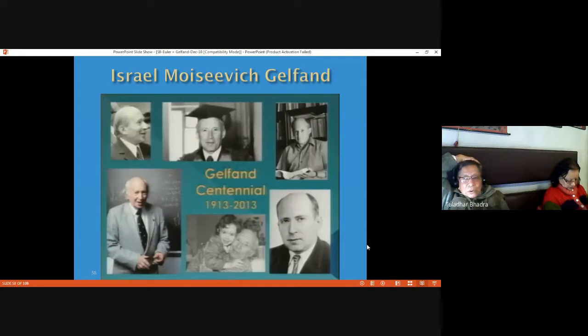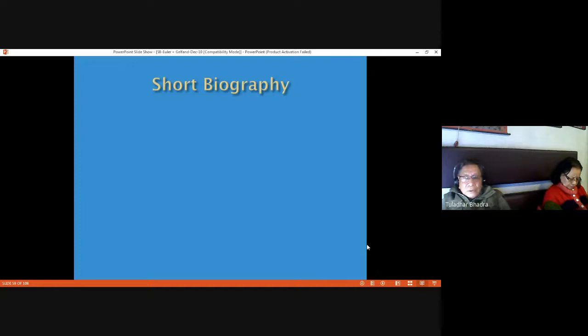So he was born in 1913, and so in 2013, his centenary was observed throughout the world, and this was one of the postcards posted on different web pages during the Gelfand centenary. The different photos, and a postcard over here. A short biography. His biography is also extraordinary and very interesting.